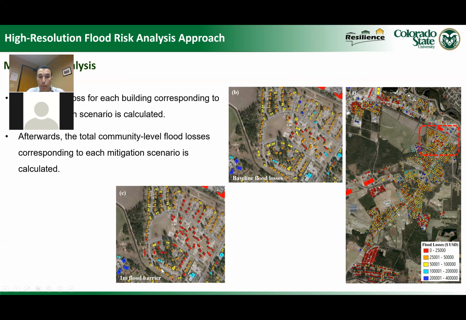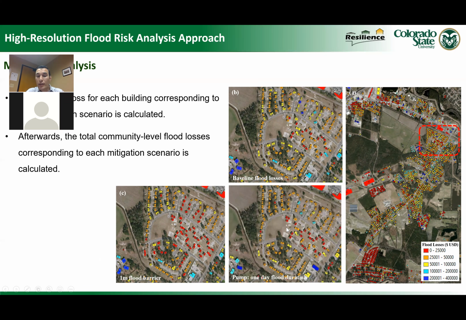This shows if we applied 1 meter flood barriers, we can see that some of the buildings that have orange and yellow color turned red, which means the losses decreased from $50,000 to 0 or $25,000.